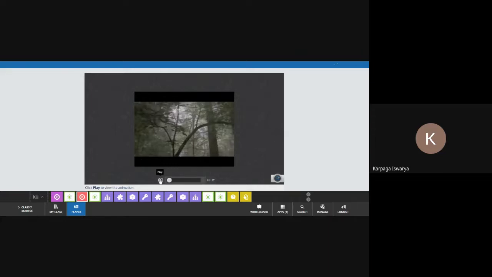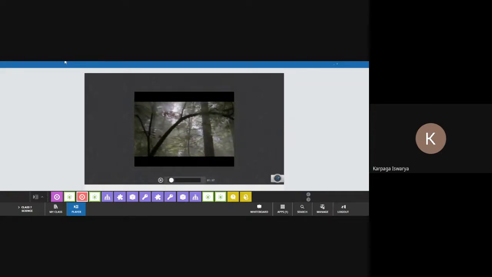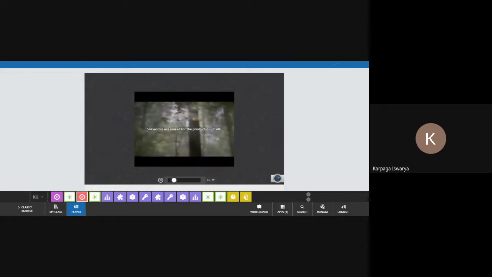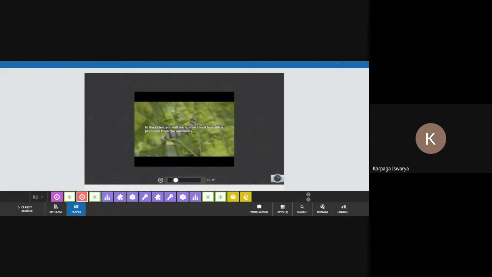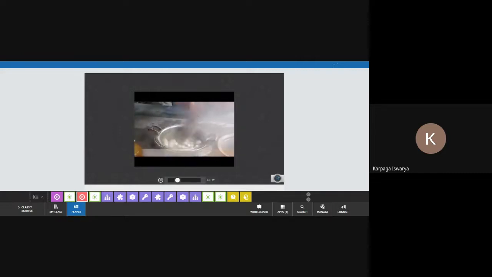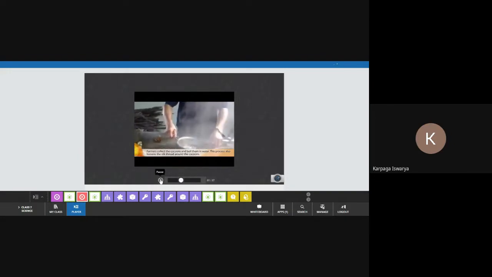Now let me play the video. Silk is a natural fiber which is woven into textiles. Silkworms are reared for the production of silk. In the video, you will learn more about how silk is produced from the silkworms. Farmers collect the cocoons and boil them in water. This process also loosens the silk thread around the cocoons.